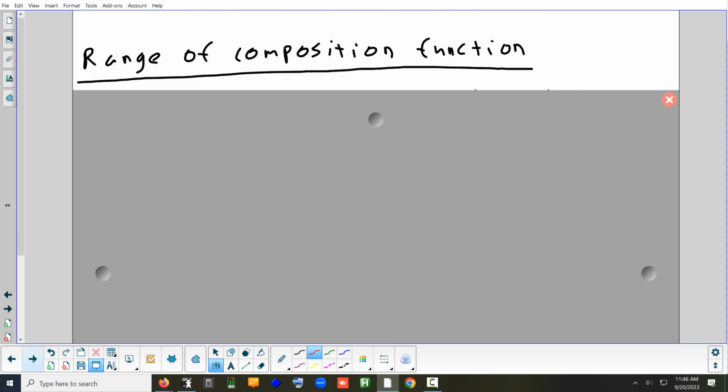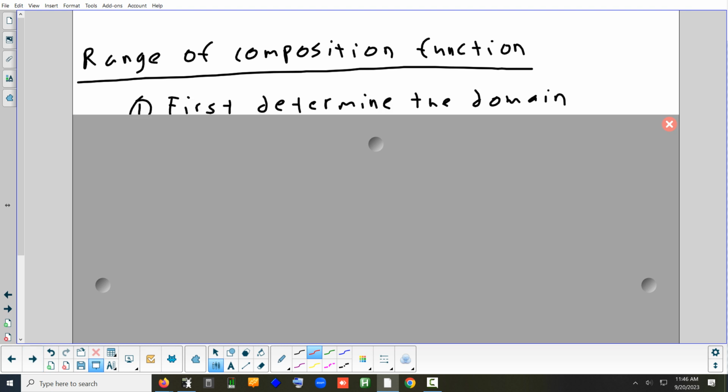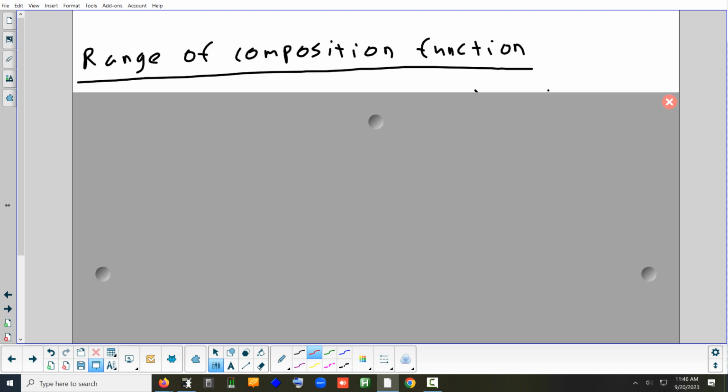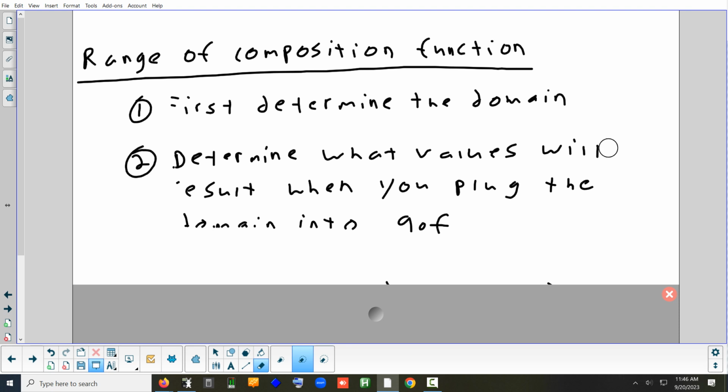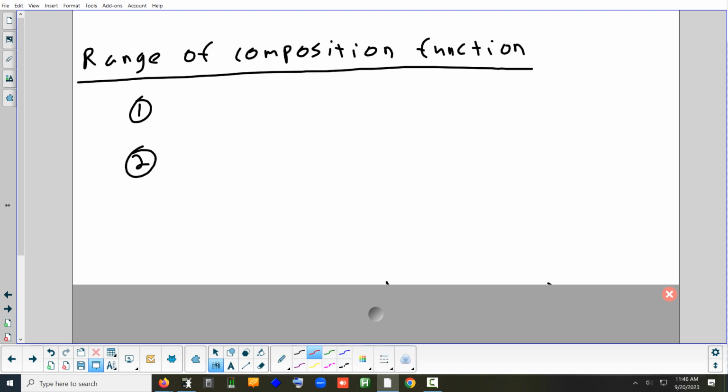Okay, so range. So range, really, I'm just going to use the calculator. So that's pretty much what we do. Okay, so we'll find the domain, and then we use the calculator.